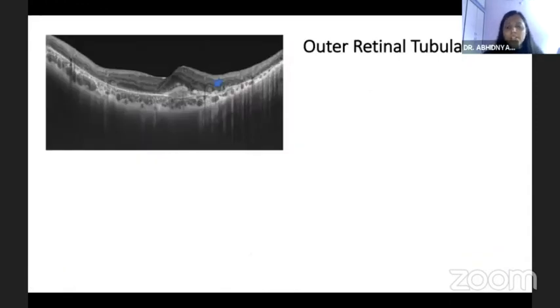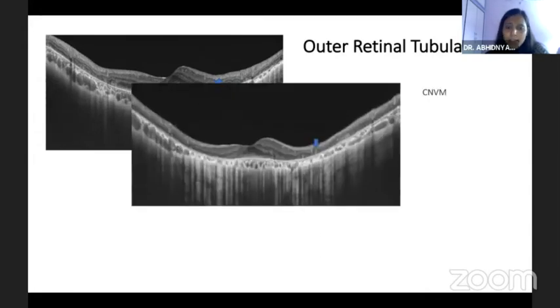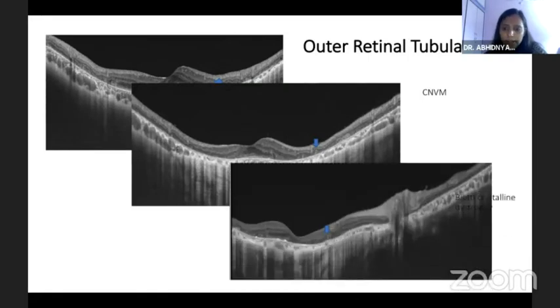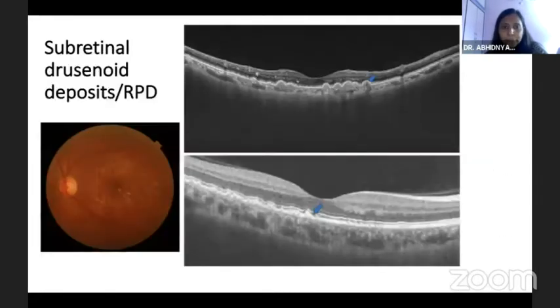Coming to other changes in ARMD, we have outer retinal tubulations in neovascular AMD as well as geographic atrophic areas, where you see hyperreflective structures with hyperreflective borders, and usually they are seen in the outer retinal area. These are suggestive of outer retinal tubulations. These are photoreceptor degenerative changes and are usually associated with poor prognosis. This can be associated with other retinal dystrophies also, like in this case, which was a Bietti's crystalline dystrophy.